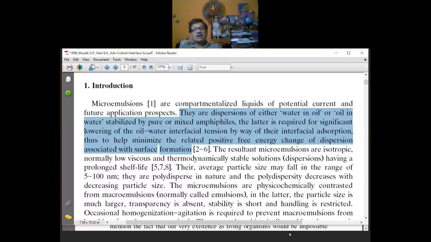So that surface energy needs to be reduced. How? With the help of surfactant, with the help of emulsifying agent.